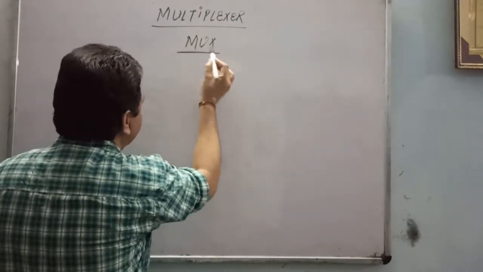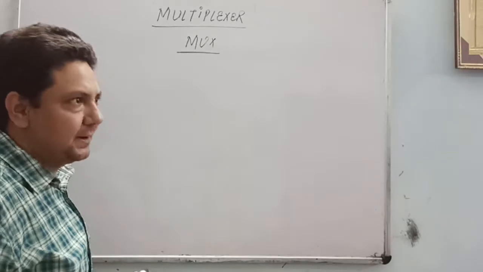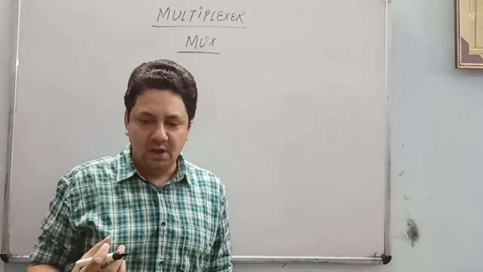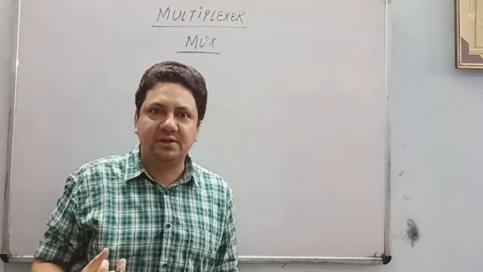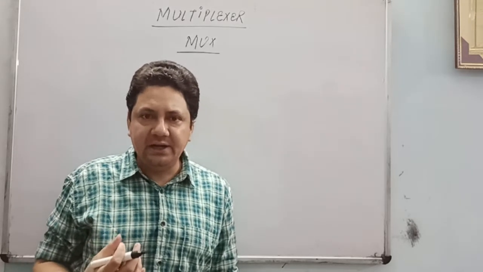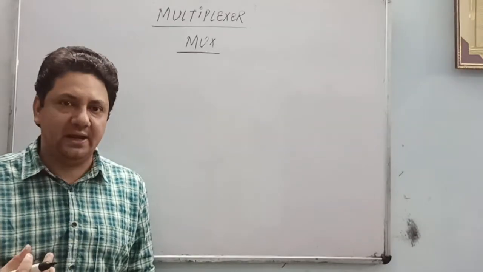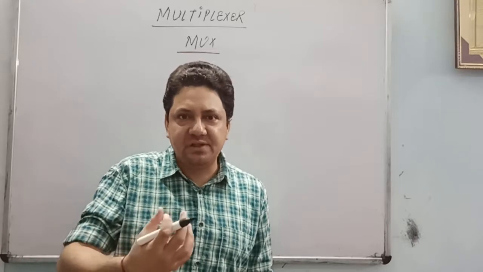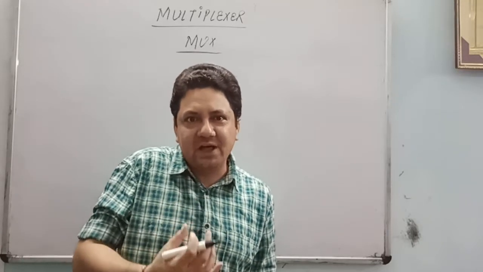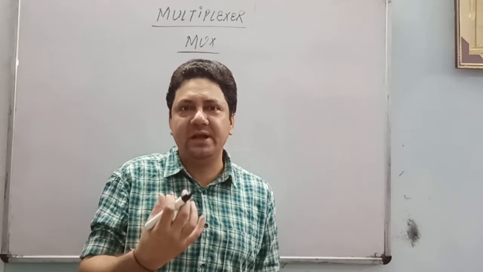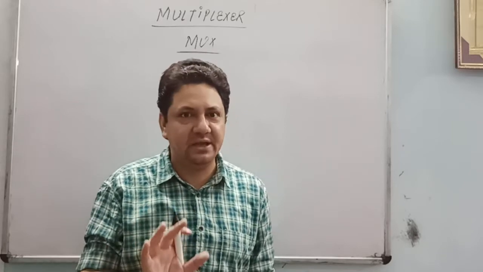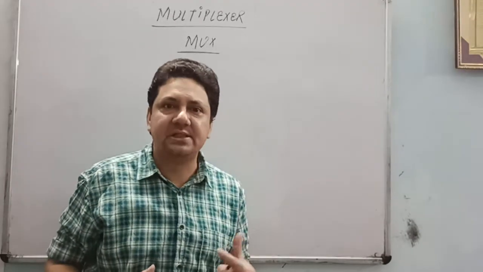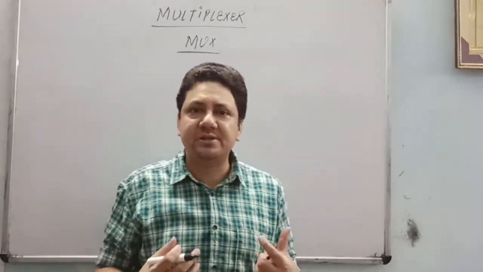M-U-X, multiplexer. So what exactly is the multiplexer? Multiplexer is also a combinational circuit, meaning it is constructed with more than one gate, and it is a many to one circuit, many inputs and one output. It can receive multiple inputs, but the output will always be one. It's a many to one logic circuit. It is also called a data selector. Basically, it is used to select the data.